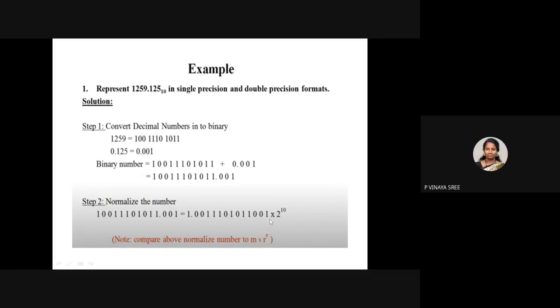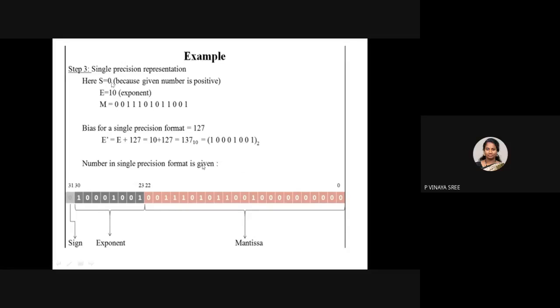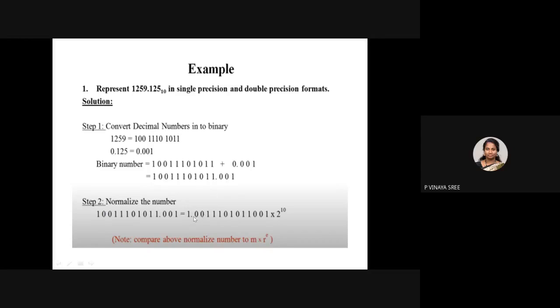So sign we have written as 0. Why? Because the given number is not specified as negative. By default, it is positive, so it is mentioned as 0. Exponent is 10, but you should not write 10 as it is. I will explain later. And this mantissa is what you have written here. After the dot, whatever numbers we got, this is your fractional part or mantissa.